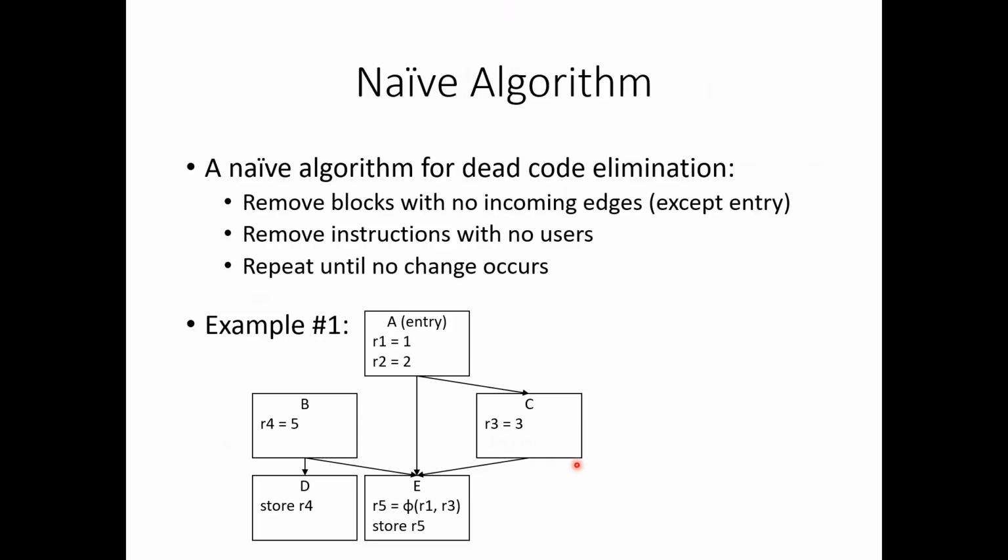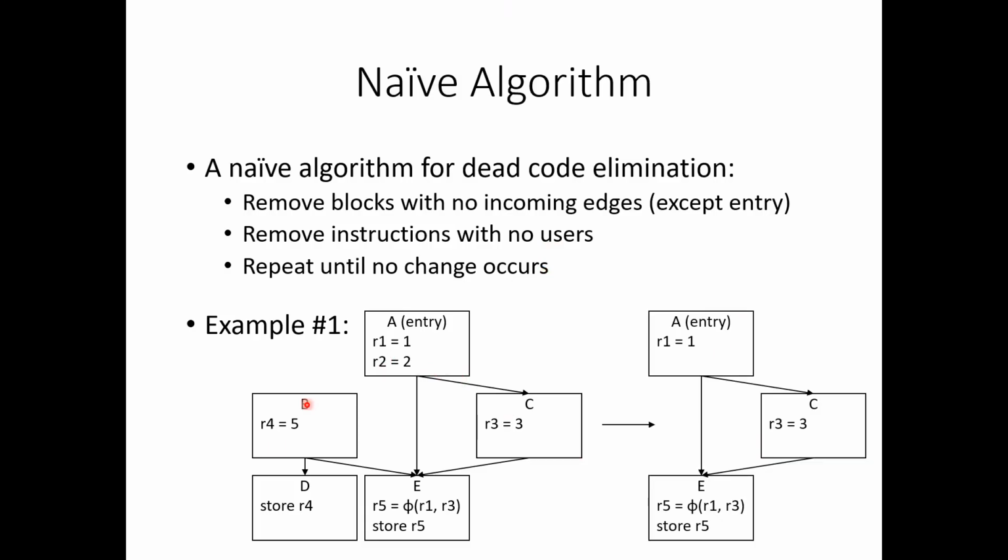Right, I can remove R2 equals 2, correct? Because R2 is not used anywhere. So I can remove R2 equals 2 as well. So here, this is an instruction that has no users. So this leaves me with the following control flow graph where the blocks B and D have been removed with all their instructions. And also the instruction R2 equals 2 has been removed because it does not have any users.